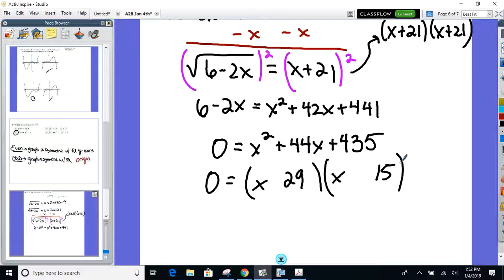How about some signage? Both positive. One answer, x equals negative 29. The other one, x equals negative 15. You guys did a great job on this one. Great job. It's a 4-pointer too.